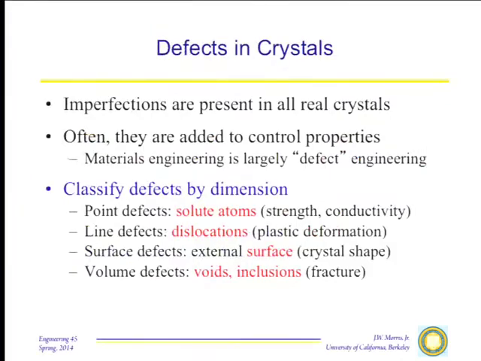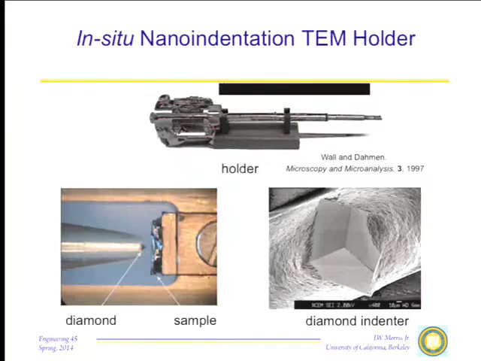Line defects, dislocations, are a little bit more difficult to visualize. Let me start off by just showing you some. You've done a hardness test in the laboratory, haven't you? When you started out with hardness.